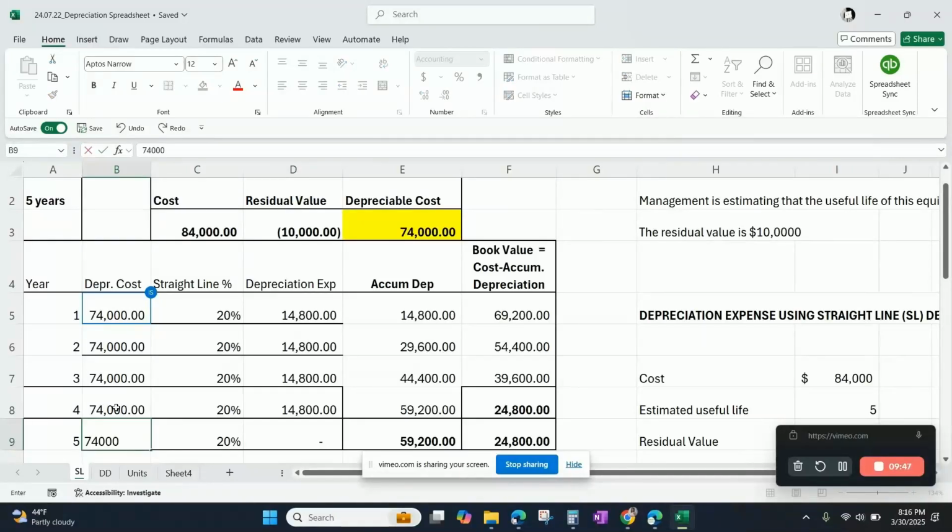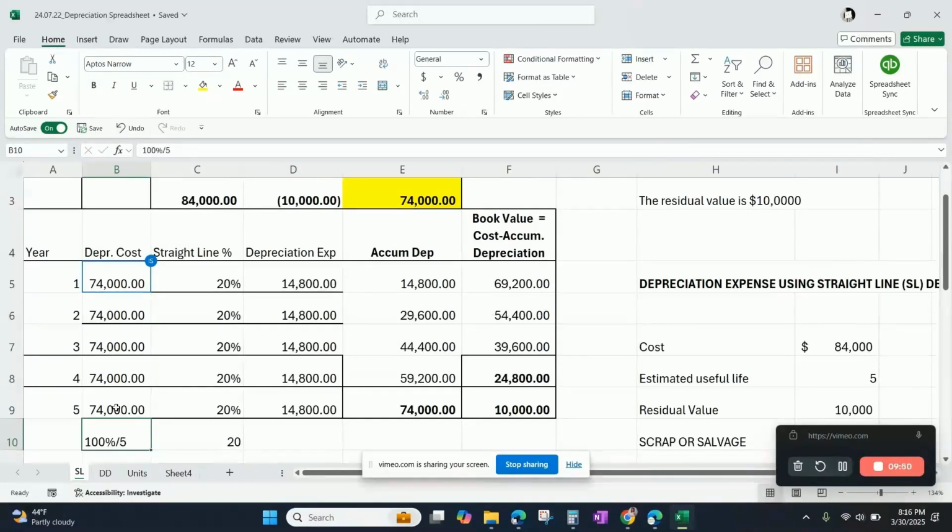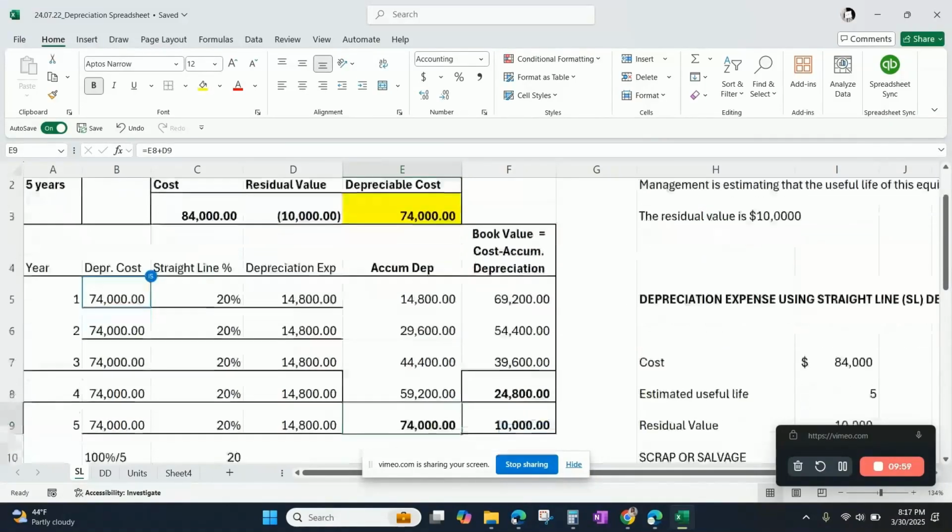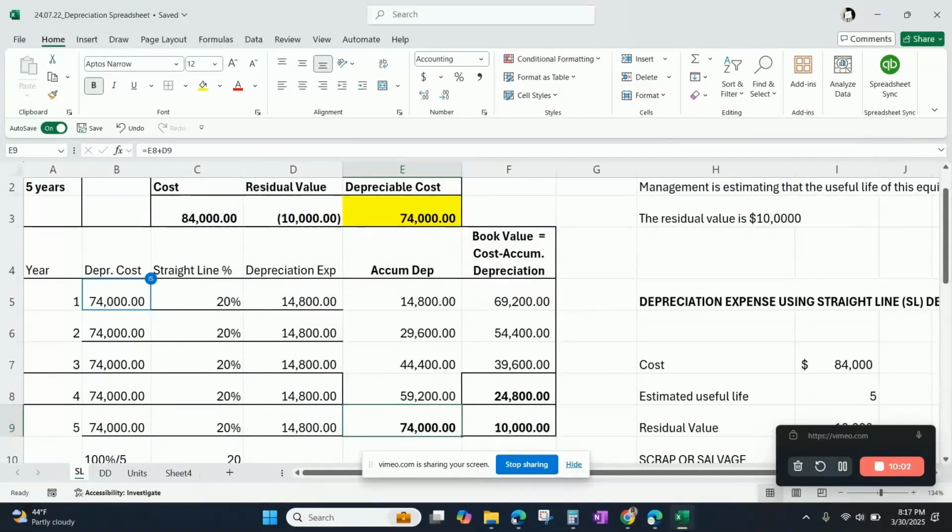At the end of the fifth year, remember this asset is estimated to last for 5 years only. Our accumulated depreciation is the same as the depreciable cost at the end of its lifetime. It means it has fully depreciated. It cannot depreciate more than that. It has reached the depreciable cost. And the book value, which is the result of subtracting the accumulated depreciation for the fifth year from the cost, is $10,000. The book value now equals the residual value.